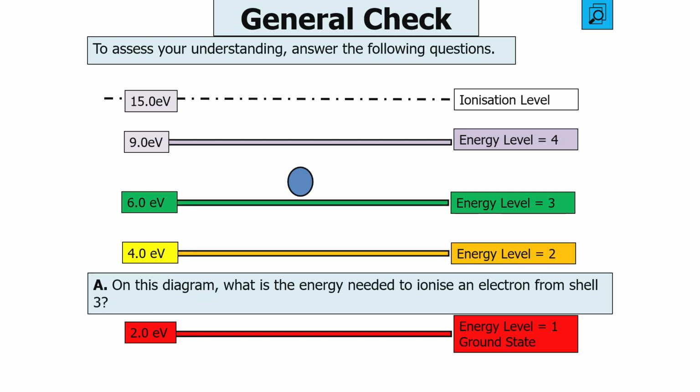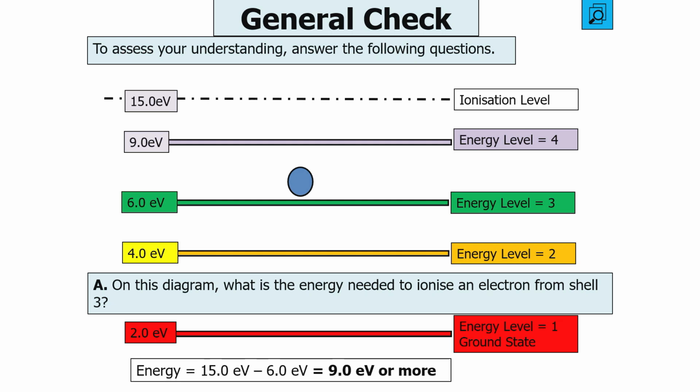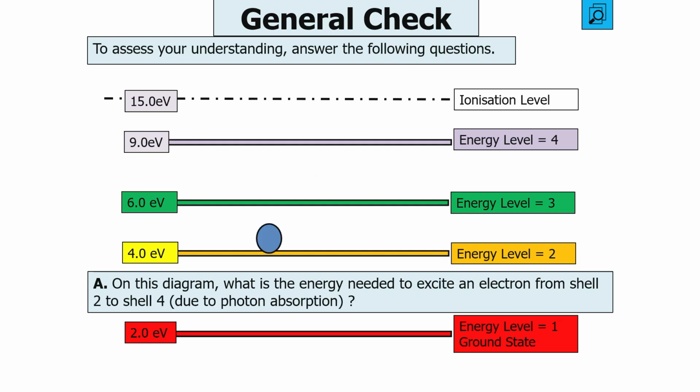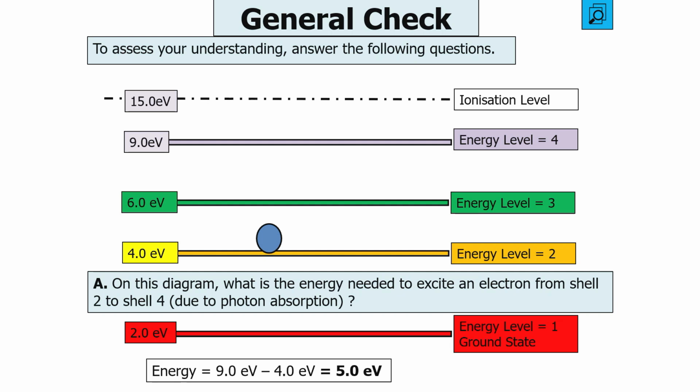On this diagram, what is the energy needed to ionize an electron from shell 3? So pause the video now, unpause the video when you want to go through your answer. It's 15 eV minus 6 eV, so there's 9 eV or more. On this diagram, what is the energy needed to excite an electron from shell 2 to shell 4 due to photon absorption? So pause the video now, then unpause the video when you want to go through your answer. It will be 9 eV minus 4 eV, and it must be exactly 5 eV for this to take place.